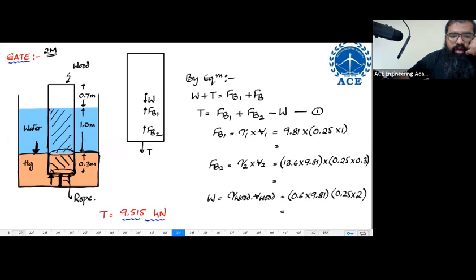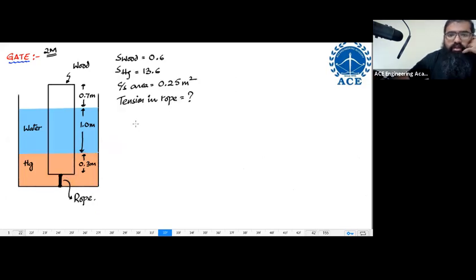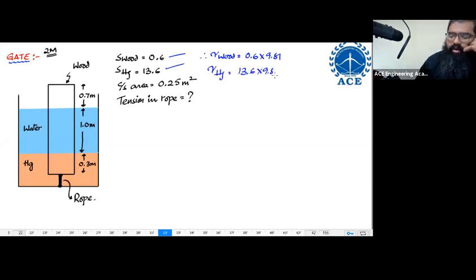Tension, why it is downward, I'll discuss. First, you finish this off. S of wood is given, S of mercury is given. Therefore, gamma of wood will be equal to how much? 0.6 into gamma of water. Gamma of water is 9.81. Gamma of mercury will be equal to how much? S, 13.6 into gamma of water, 9.81. Okay, chaliye.